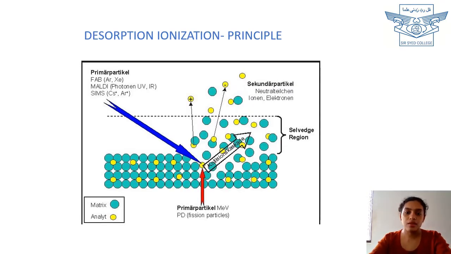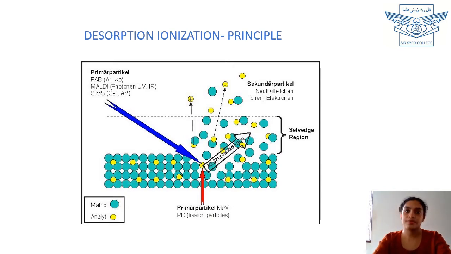This is the principle of desorption ionization. Please don't mind the language here because it's written in some other language, but we need the diagram. The basic principle in desorption ionization is that there will be a matrix material and our sample material will be embedded in that matrix material, and we will be bombarding the matrix with a high energy source.